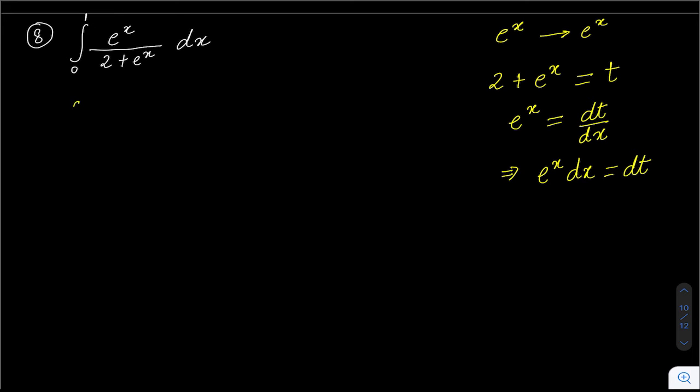Right? So what will be my integration now? The numerator terms, e power x dx, will become my dt, and in the denominator, I will have t. Now this question is important because this is a definite integral. So I want you to understand one thing. When you are using substitution in definite integrals, there are two ways. One is this: once you have converted your x terms into t or a function of t or u, whatever variable you have used, after that always remember to change the limits.